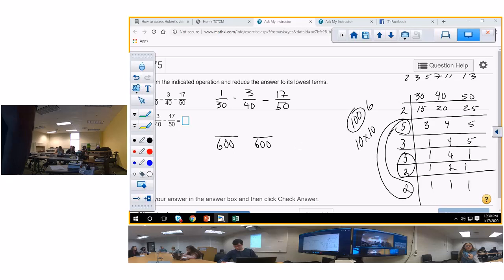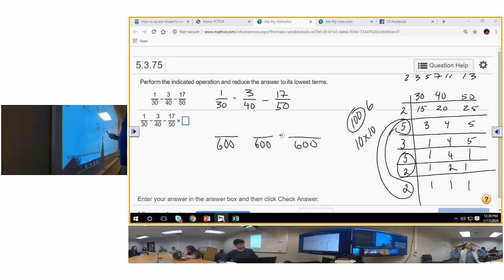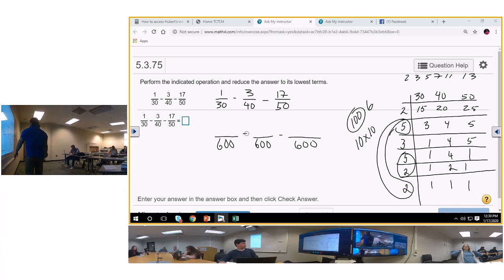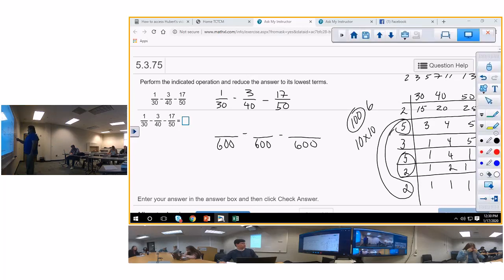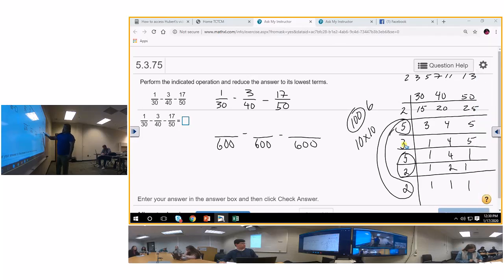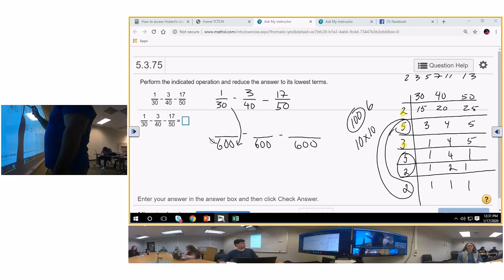600. Now, how many times will 30 go into 600? Well, you go over here and you take off 30. So I'm going to take my highlighter and take out 30. Well, 30 is 3 times 10. And that'll leave me with what? 10 times 2, which is what? 20. So 20 times 1 is what? 20.